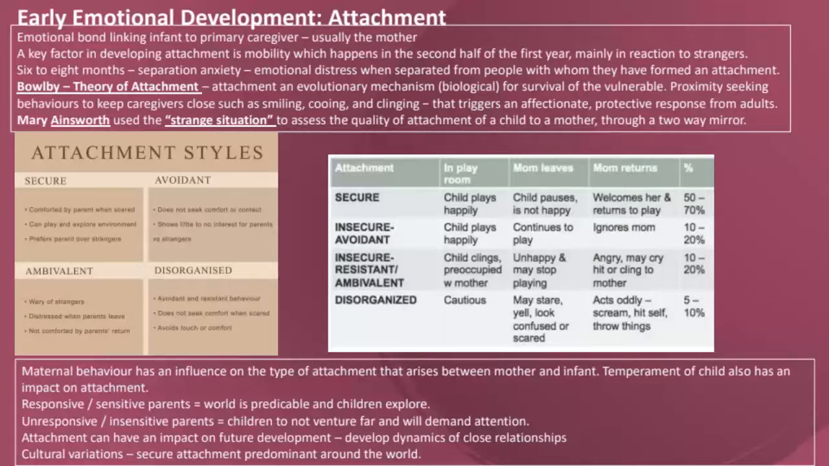6 to 8 months is where we really start to see the attachment kicking in, and it's where you can see something like separation anxiety. If the child is taken away from the mother for whatever reason, there can be emotional distress. So the child's already formed an attachment with that primary caregiver. If you take the caregiver out of the situation, the child can become distressed, which means that attachment has formed.